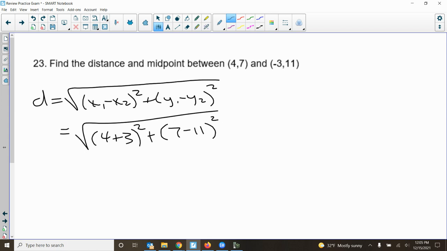4 plus 3 is 7, squared is 49. And then 7 minus 11 is negative 4, squared is 16. So it looks like I get radical 65. 65 is 13 times 5, and that is it. 5 and 13 are prime. So radical 65 is not going to get reduced. Midpoint formula.